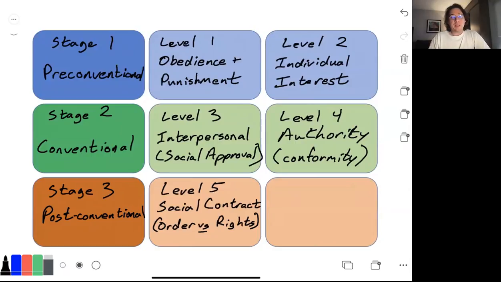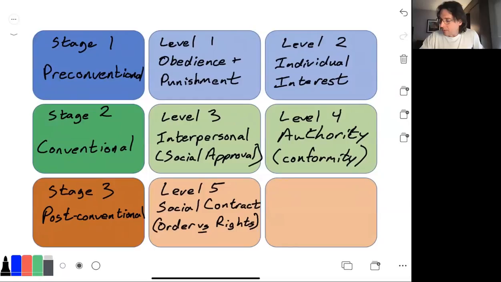So finally, I'm going to get to level 6. So level 6, few people make it here so far. If you're thinking on this level, congratulations, you're probably one of a few. Universal ethics are really what we look at.